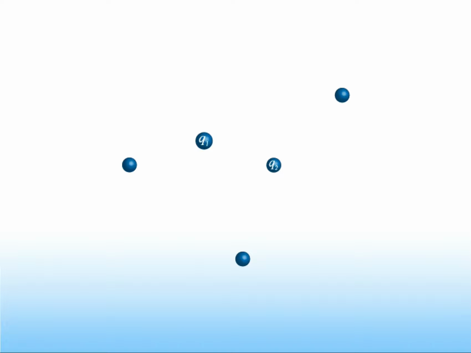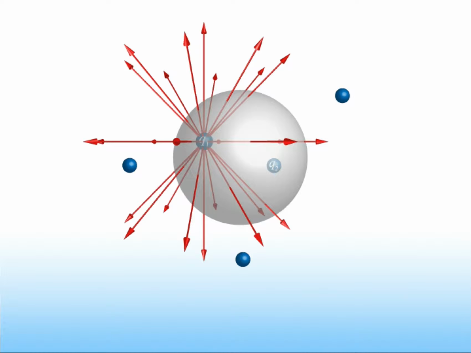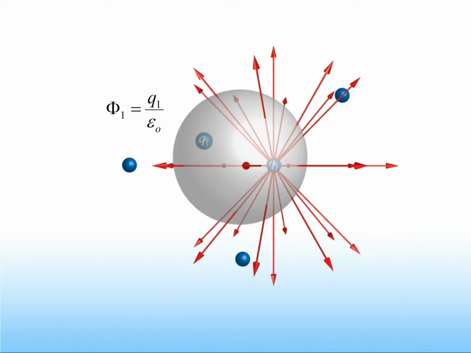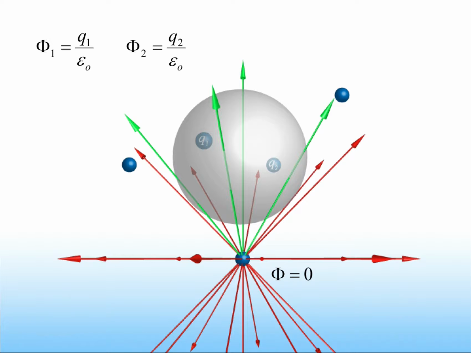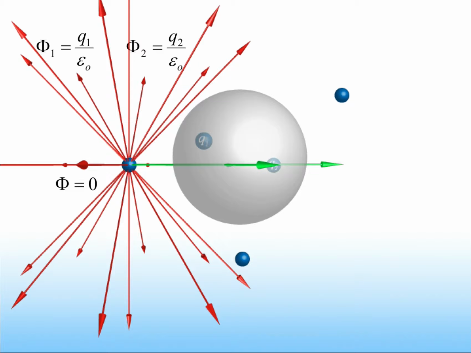We'll now move to the more general case of a collection of n point charges. Consider a spherical shell that encloses a subset of these charges. What happens to the flux out of the shell in this case? Here we see charge q1 generating q1 over epsilon naught lines, all of which leave the shell. Charge q2 generates q2 over epsilon naught lines, all of which leave the shell. All charges outside the sphere will generate a net contribution of 0 to the flux, since every line from such a charge that enters the sphere will also leave it.